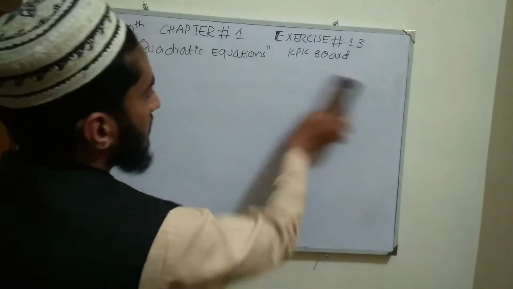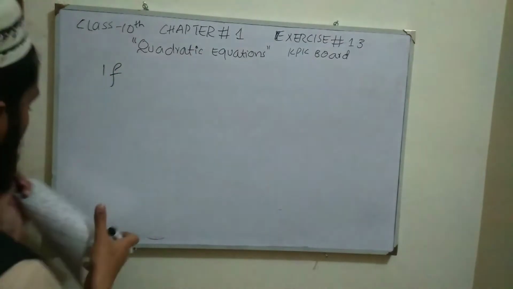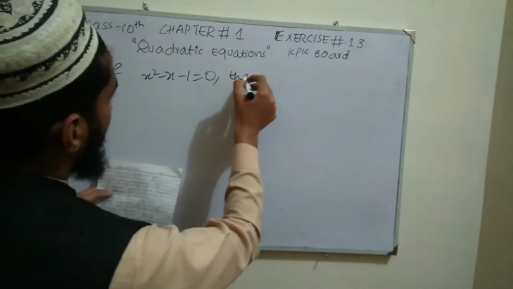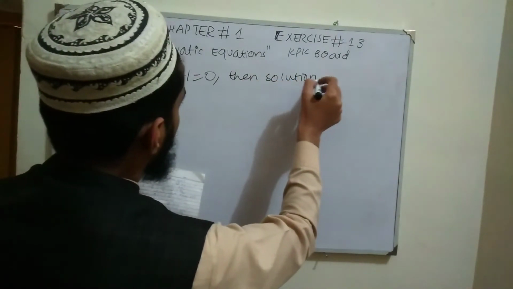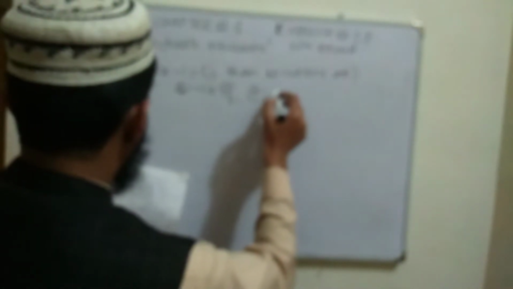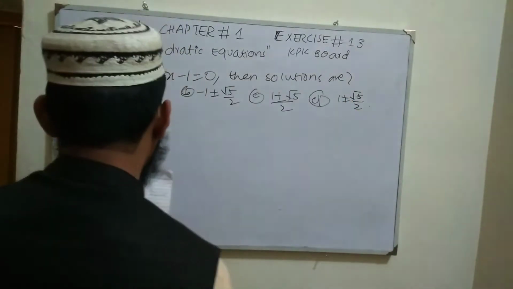Going to question number 2. Question number 2 is: if x square minus x minus 1 is equal to 0, then the solutions are. Option A is minus 1 plus minus under root 5 divided by 2. B is minus 1 plus minus under root 5 divided by 2. Option C is 1 plus minus under root 5 whole divided by 2. And option D is 1 plus minus under root 5 divided by 2.